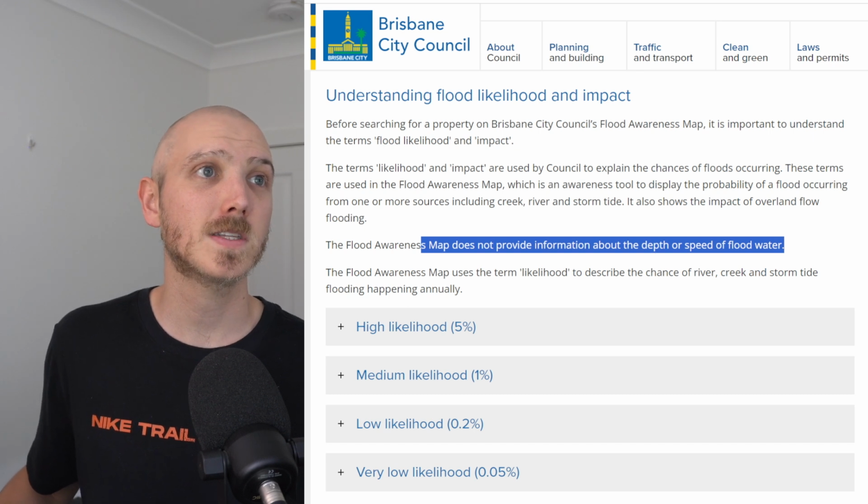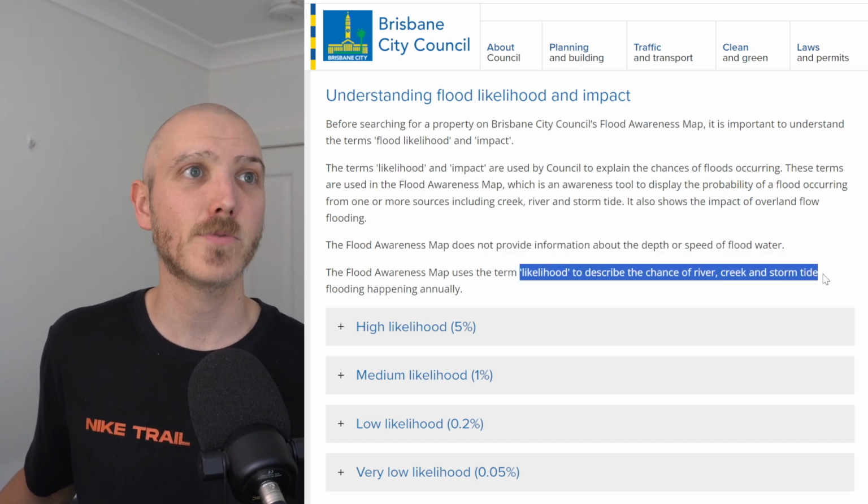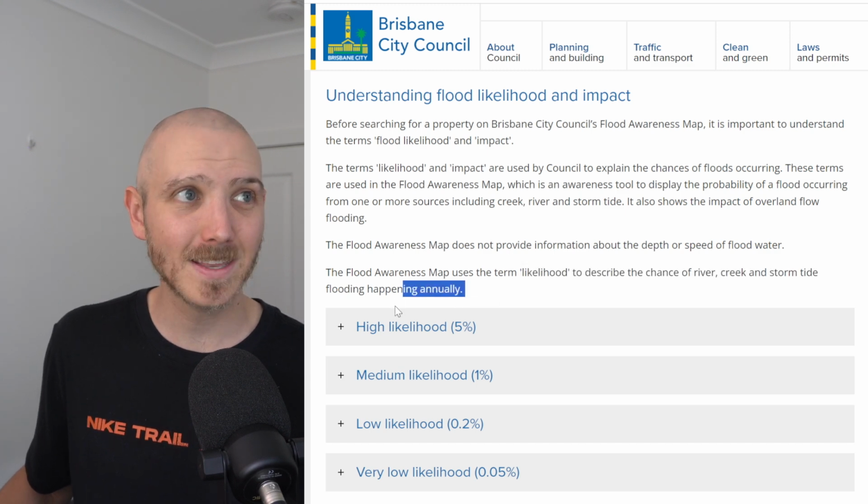The flood awareness map uses the term likelihood to describe the chance of river, creek, and storm tide flooding happening annually. This is something a lot of people misunderstand, that the percentage likelihood is the annual likelihood. If it's a 1% likelihood, it doesn't mean it's a 1 in 100-year flood. It's that there's a 1% chance each year that this flooding could occur. Let me say that again, because some people don't understand how we could have a 2022 and a 2011 flood only 10 years apart. It's because the percentage likelihood the council puts down on these flood maps is the likelihood of a percentage in each year that that flooding could occur, not a percentage across a century.